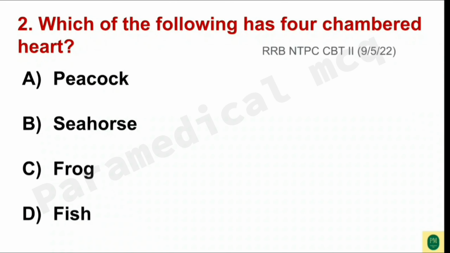left atrium. Which of the following has four-chambered heart? Option A: peacock. Option B: seahorse. Option C: frog. Option D: fish. The correct option is option A: peacock.